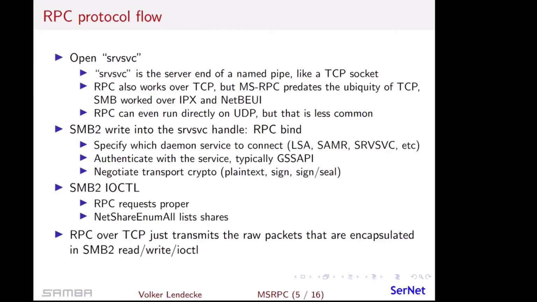DCRPC is defined over UDP, but to be honest, I haven't seen it myself yet to run DCRPC over UDP. So the first step is we open the server service, we essentially connect to a socket, and then we write into the server service handle. This is an RPC bind. And part of this first packet that we send into the server service file, or named pipe, specifies which exact service we want to connect to.